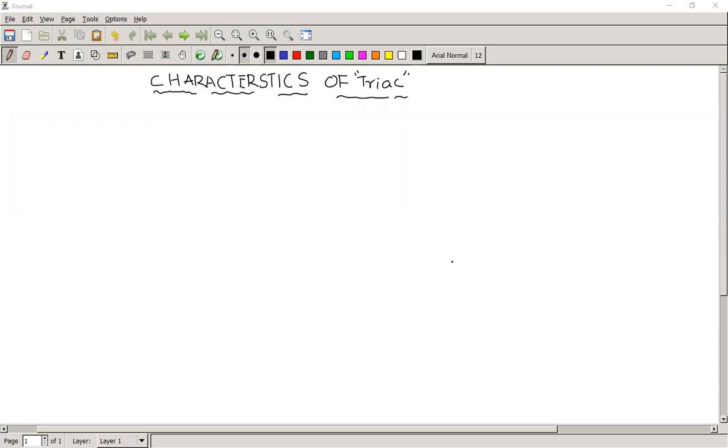Welcome to today's class. It is the characteristics of a triac.